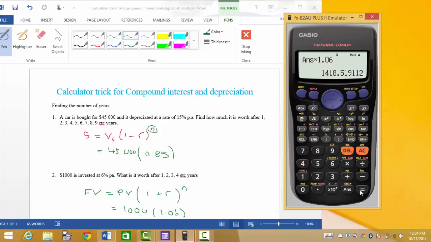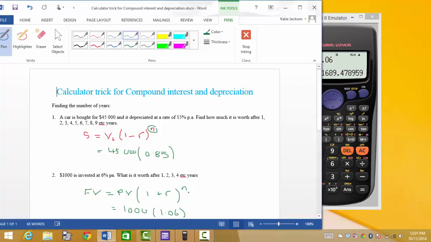So the question could be, how many years did it take to get to 1,418? And I think I pressed it 6 times, so n would be 6. 7 years to get to that, 8 years, 9 years. And it's just like a really very helpful thing for being able to find n in any compound interest formula or any other, or the depreciation formula. It works the same because it's really the same formula. One's got a minus and one's got a plus.